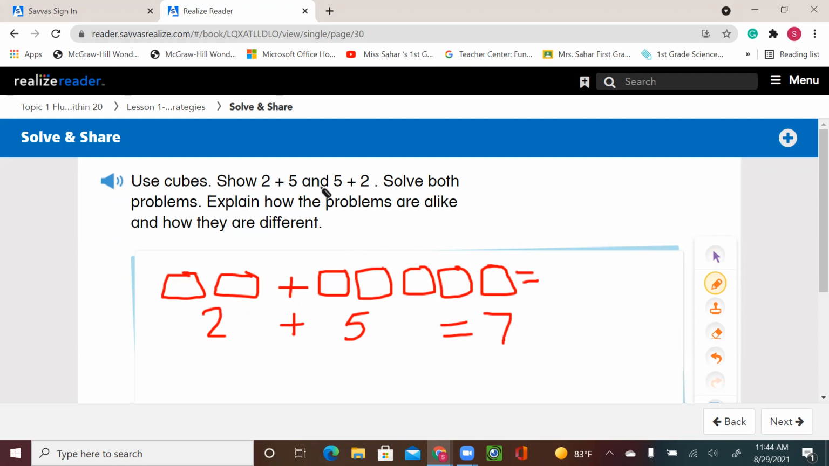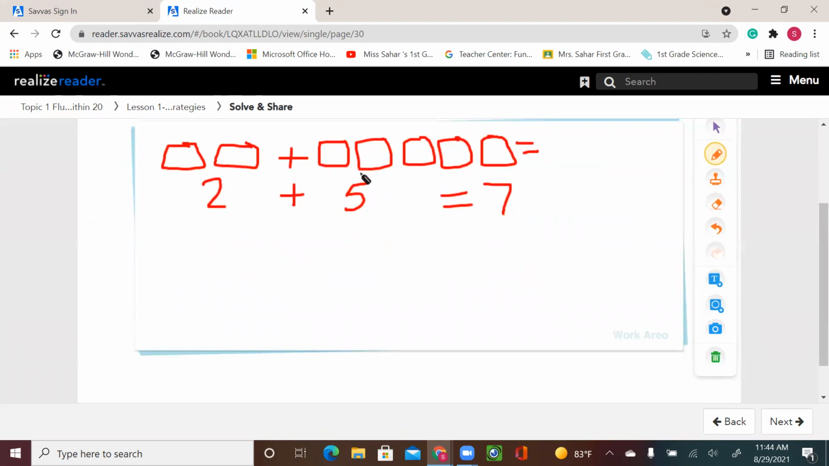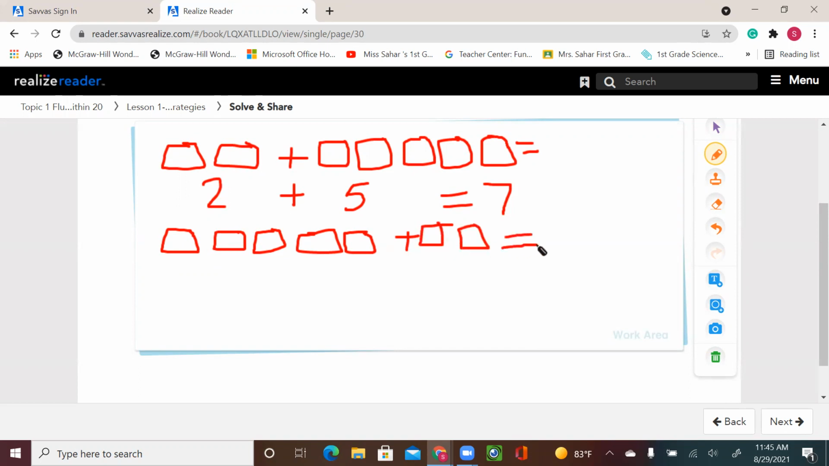The second part of my equation says 5 plus 2. So that means I have to start with my second addend, which is number 5. I'm going to draw 5 cubes first, 3, 4, 5, plus 2. I'm going to draw 2 cubes. And then 5 plus 2, 5, 6, 7. So 5 plus 2 equals 7.